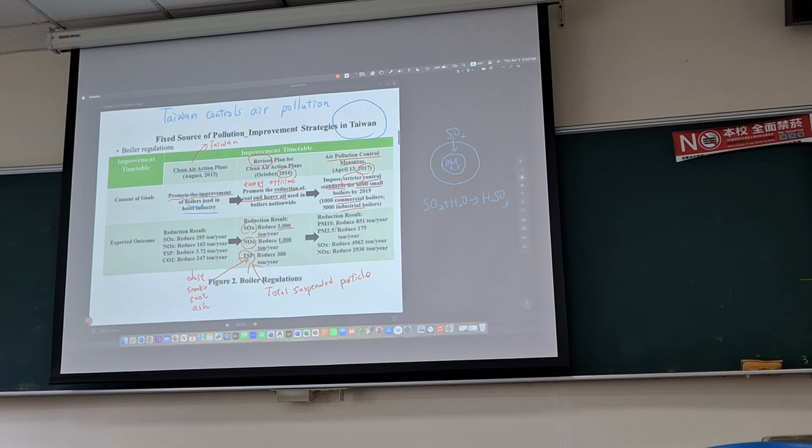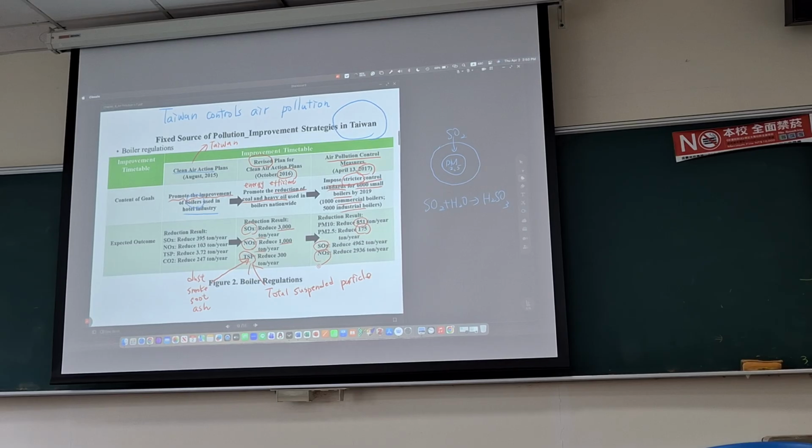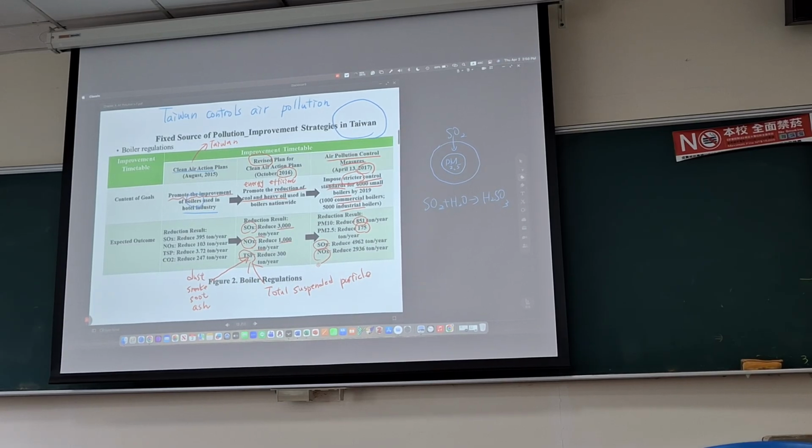And we reduced PM10 by 851 tons per year, and reduced PM2.5 by 175, and we also reduced more SOx and NOx. So this is about the boiler. Our strategy is starting from the hotel, and the policy was successful. Then we move on to the industrial sector. This is the strategy.